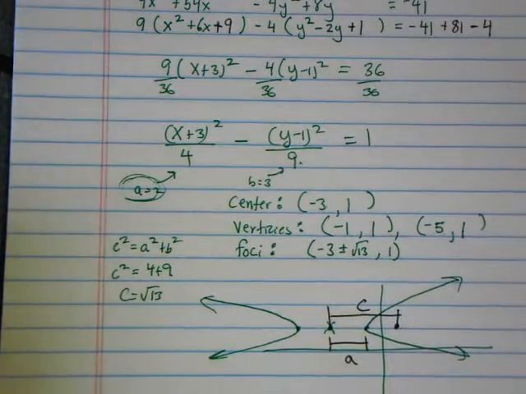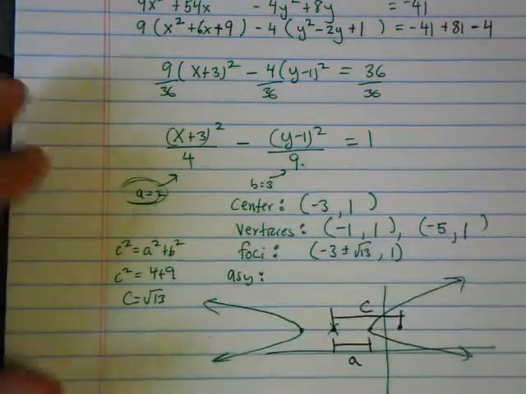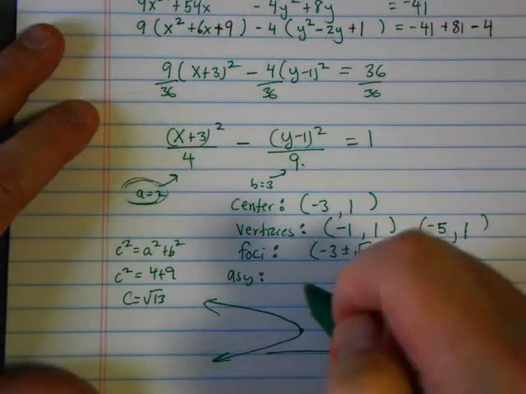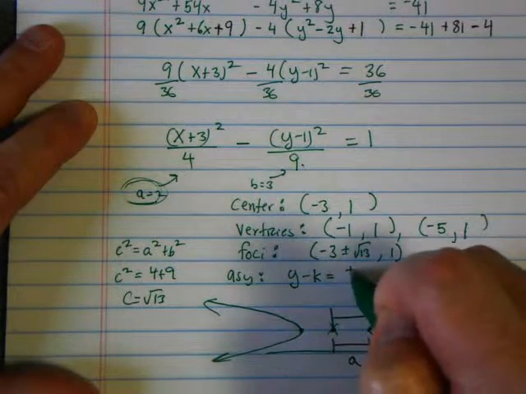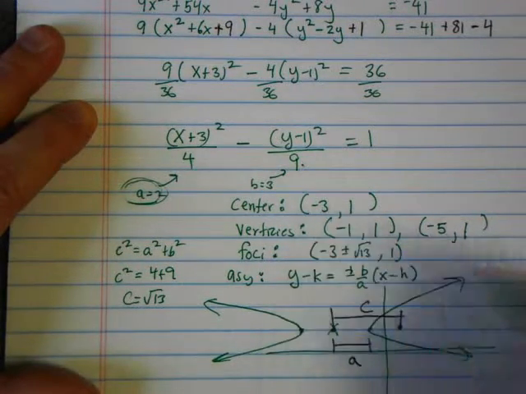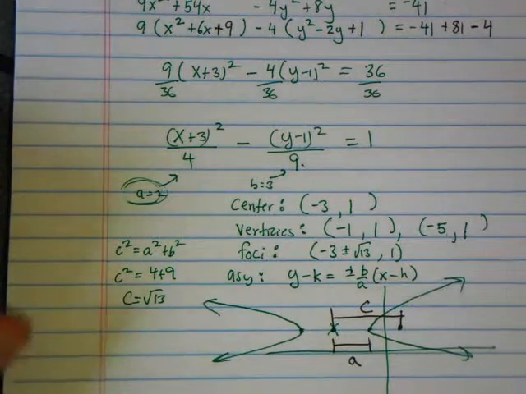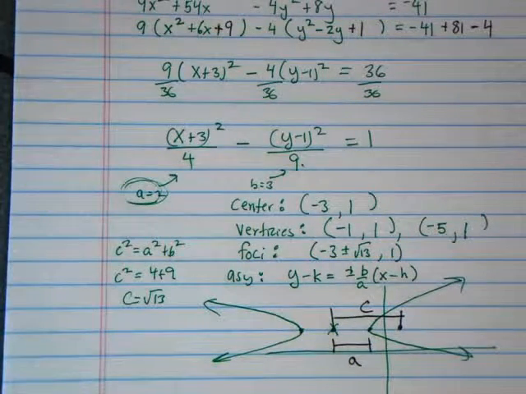All right. Asymptotes. We're almost done here. Our formula for asymptotes is y minus k equals plus or minus b over a times x minus h. Ellipses don't have asymptotes. If it went up and down, then it would be a over b. That would be the only difference.